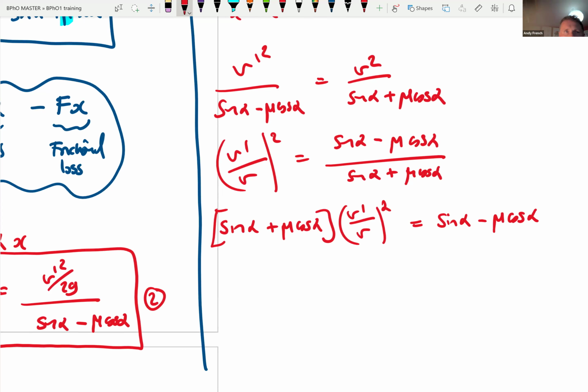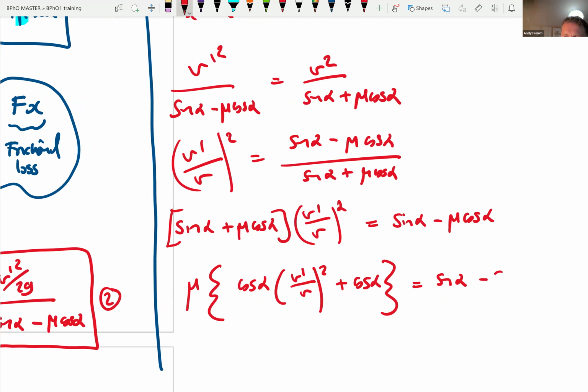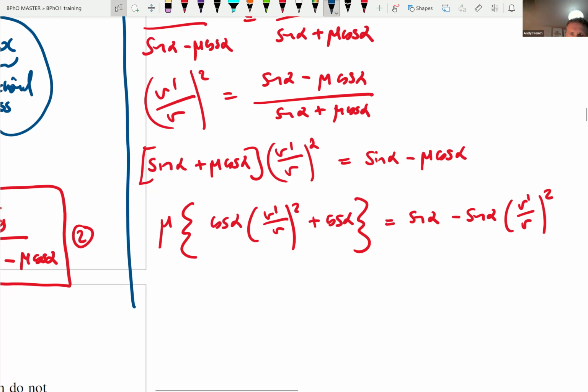All right, let's put all the mu's on one side. So collect the terms. What's going to be multiplying mu? Well, we've got cos alpha times v dash over v squared, and we've got a cos alpha from the other one. And then on the other side, we've got sine alpha, and then we're going to take away sine alpha times our ratio. So it's a good job that is definitely less than 1. Otherwise, we've got some negatives, but we can't really gain any more speed than we had with no friction. There we go.